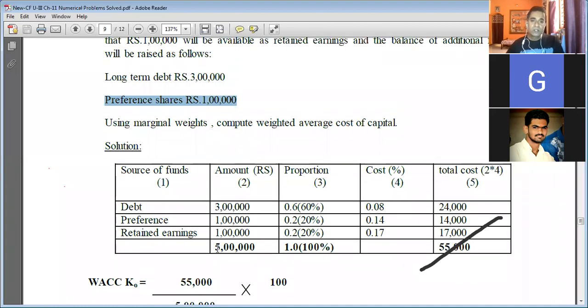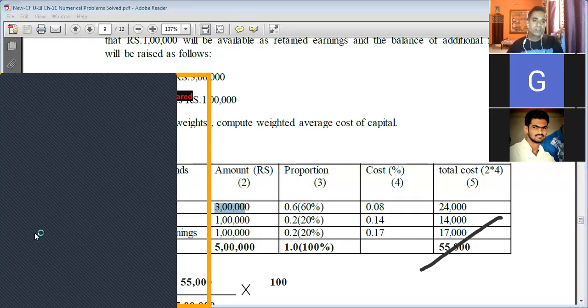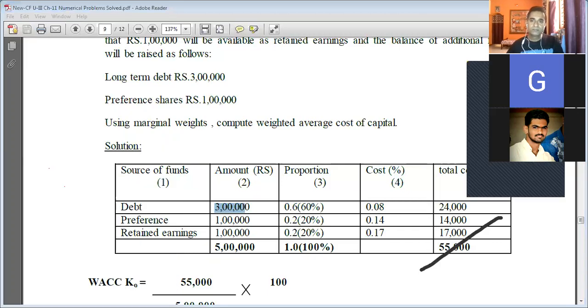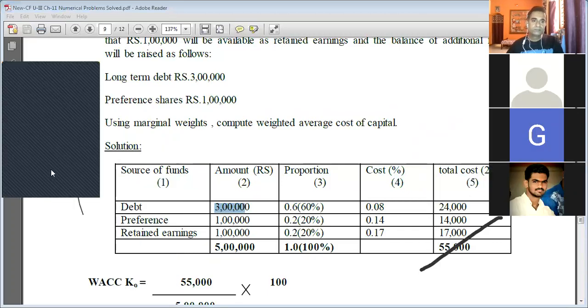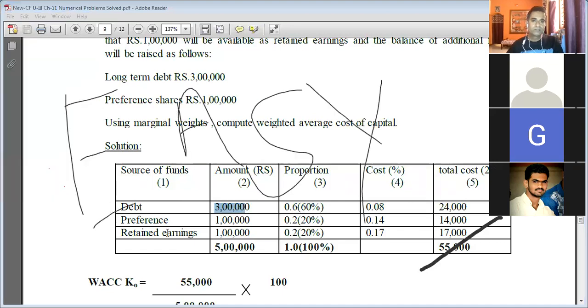Total additional capital to be raised is 5 lakh rupees, out of which 3 lakh will be raised from debt capital. So how do we calculate the proportion? 3 lakh divided by 5 lakh into 100. Can you make it? 3 lakh divided by 5 lakh into 100. How much is that? Okay, yes, it is easy.